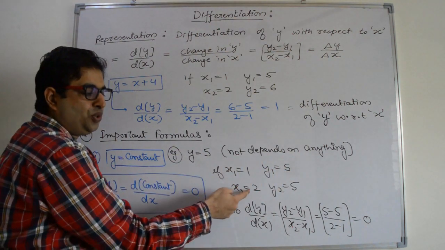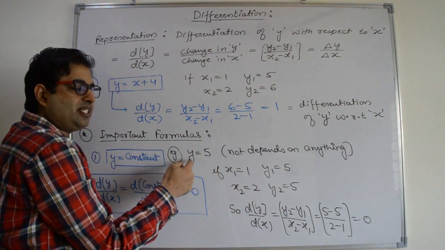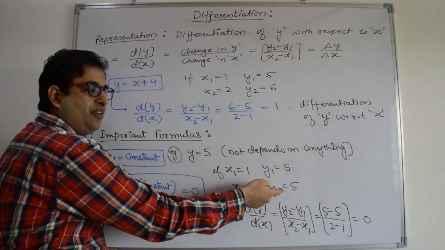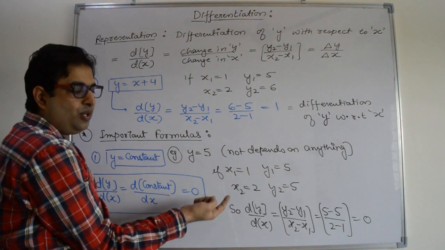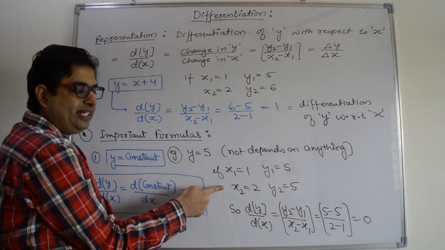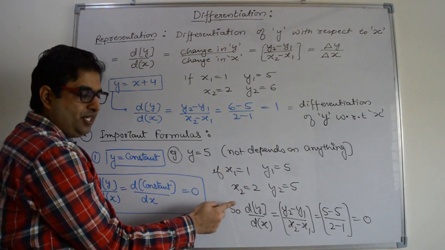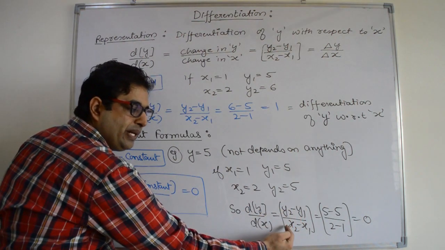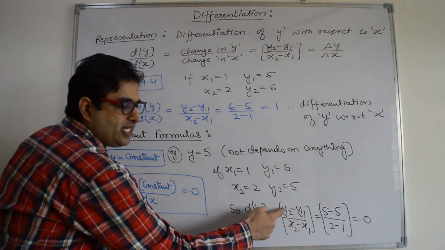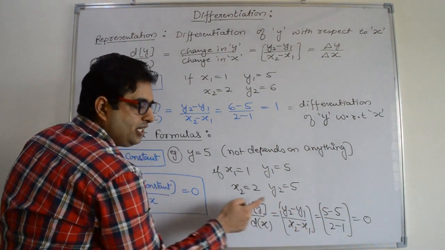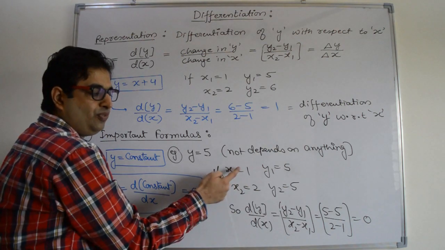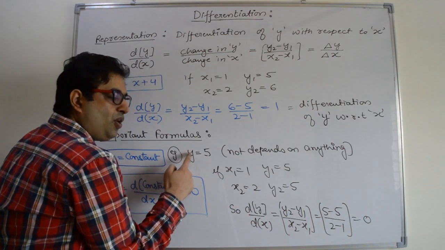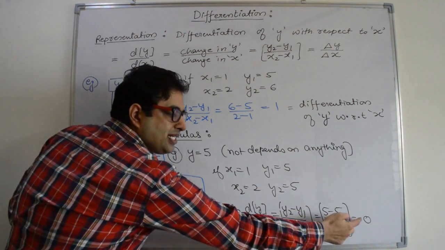When you put x equal to 2, y is 5 because there is no x term in this relation, right? So y will remain 5 whether you take x equal to 1 or x equal to 2, right? Now let us check differentiation. So dy by dx is equal to change in y divided by change in x. Change in y is 0, no change, and x we are changing from 1 to 2. So differentiation of a constant quantity will give us 0.